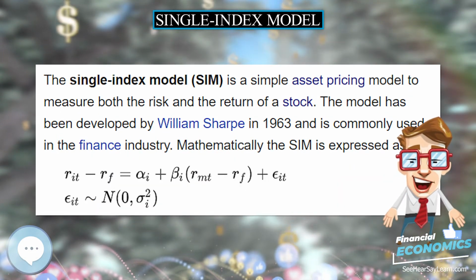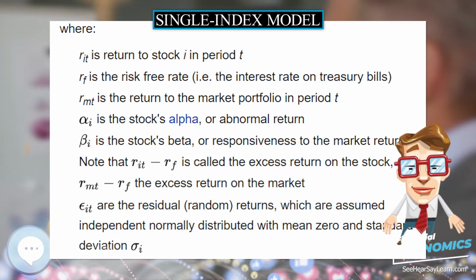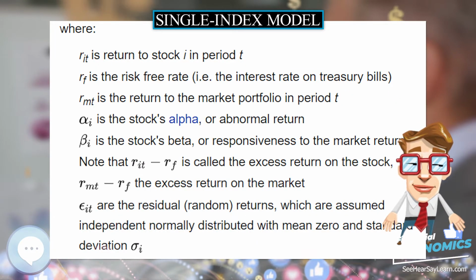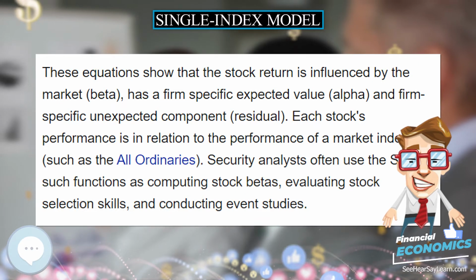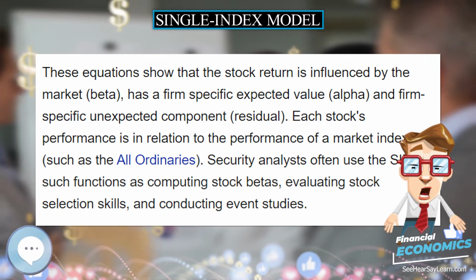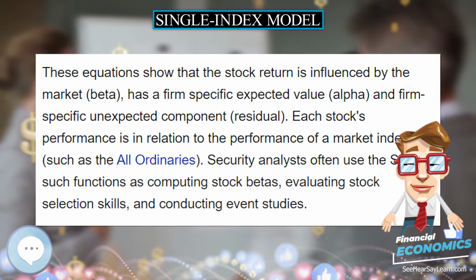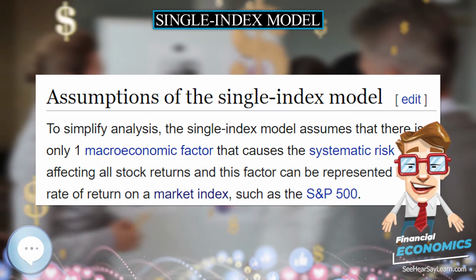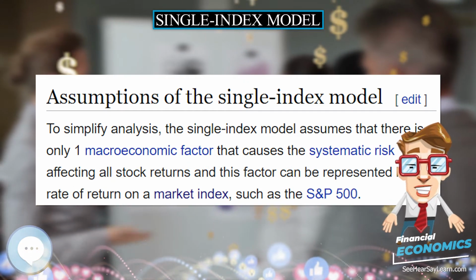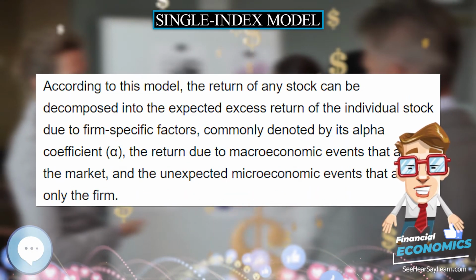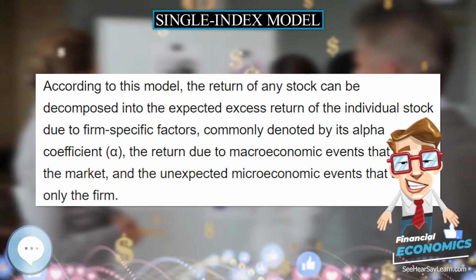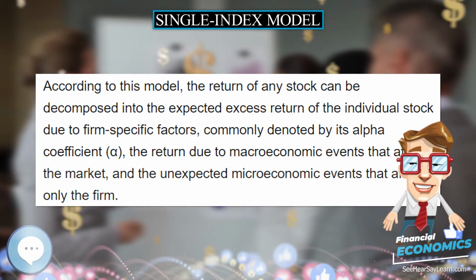The term beta (r sub m minus r sub f) represents the movement of the market modified by the stock's beta, while epsilon i represents the unsystematic risk of the security due to firm-specific factors.